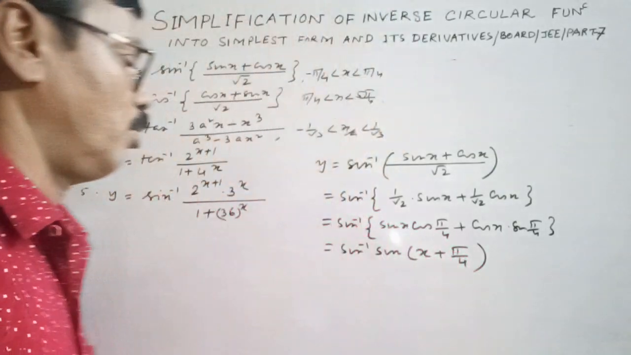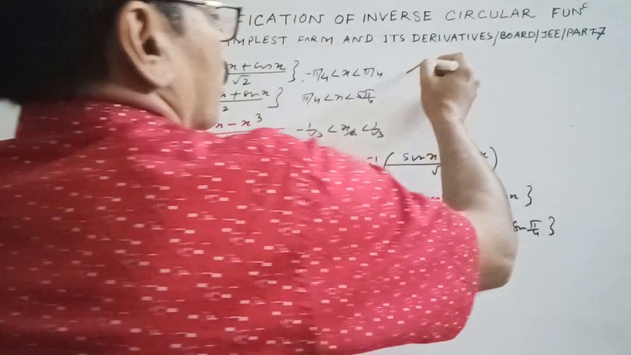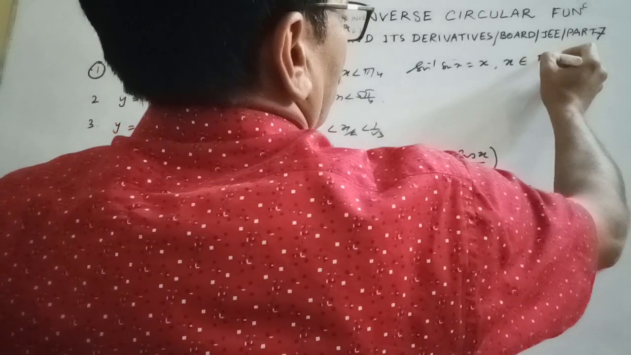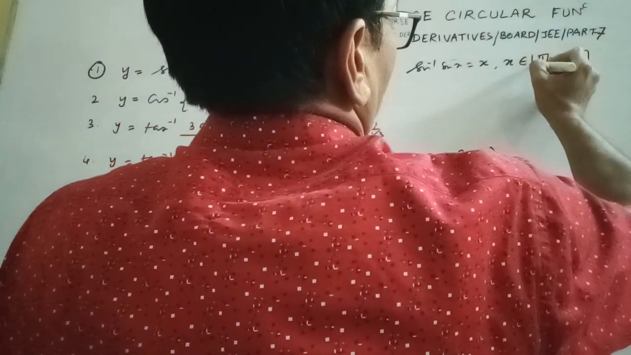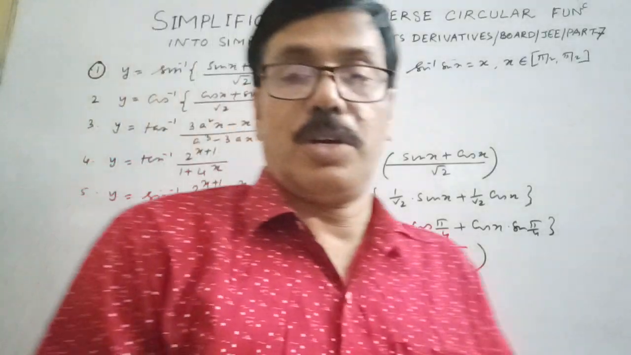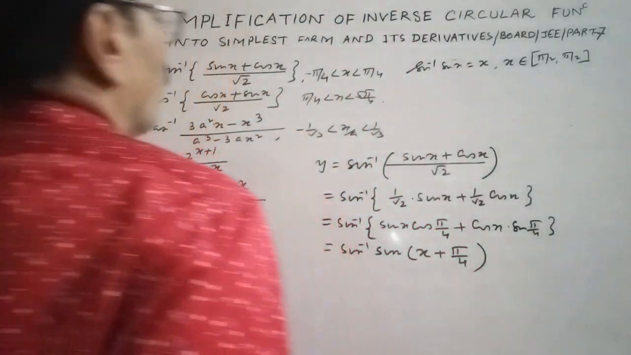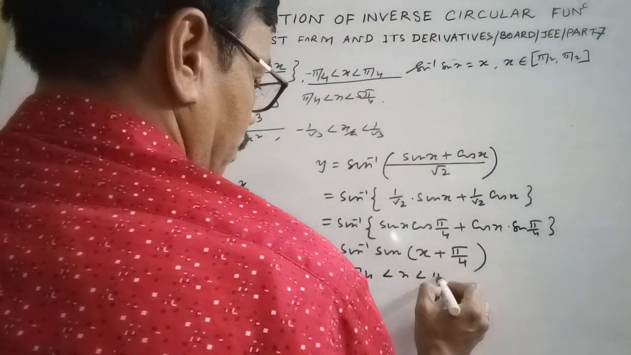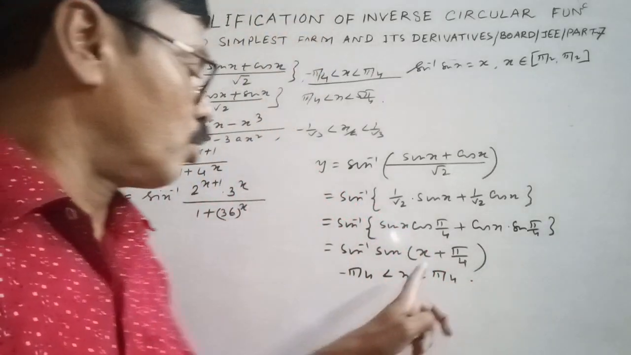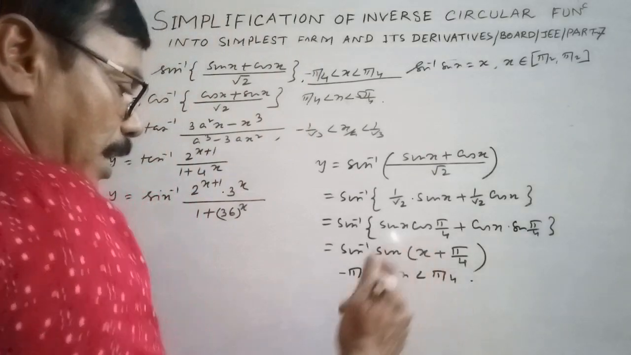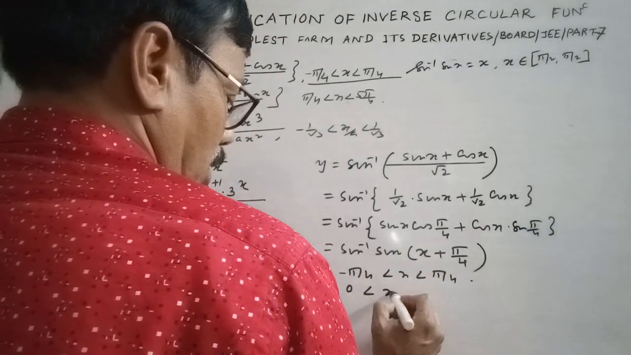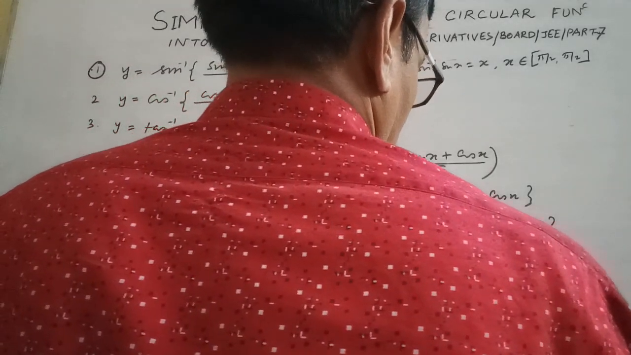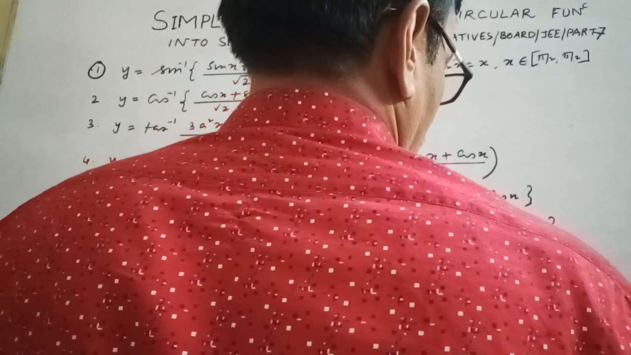Now the second one is sin inverse sin x equals to x if x belongs to principal value, that is minus pi by 2 to plus pi by 2. So what is your restriction? So minus pi by 4 less than x less than pi by 4. So our argument is x plus pi by 4. So add pi by 4 on both sides. So 0 less than x plus pi by 4 less than pi by 2. So this belongs to principal value, that is minus pi by 2 to plus pi by 2.